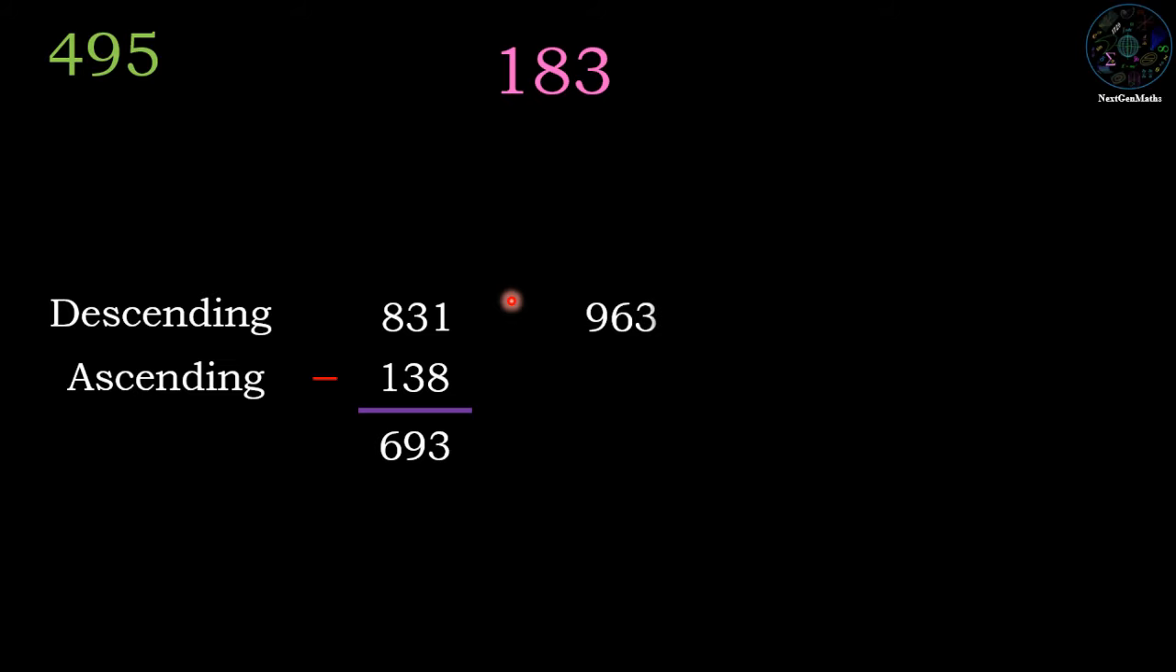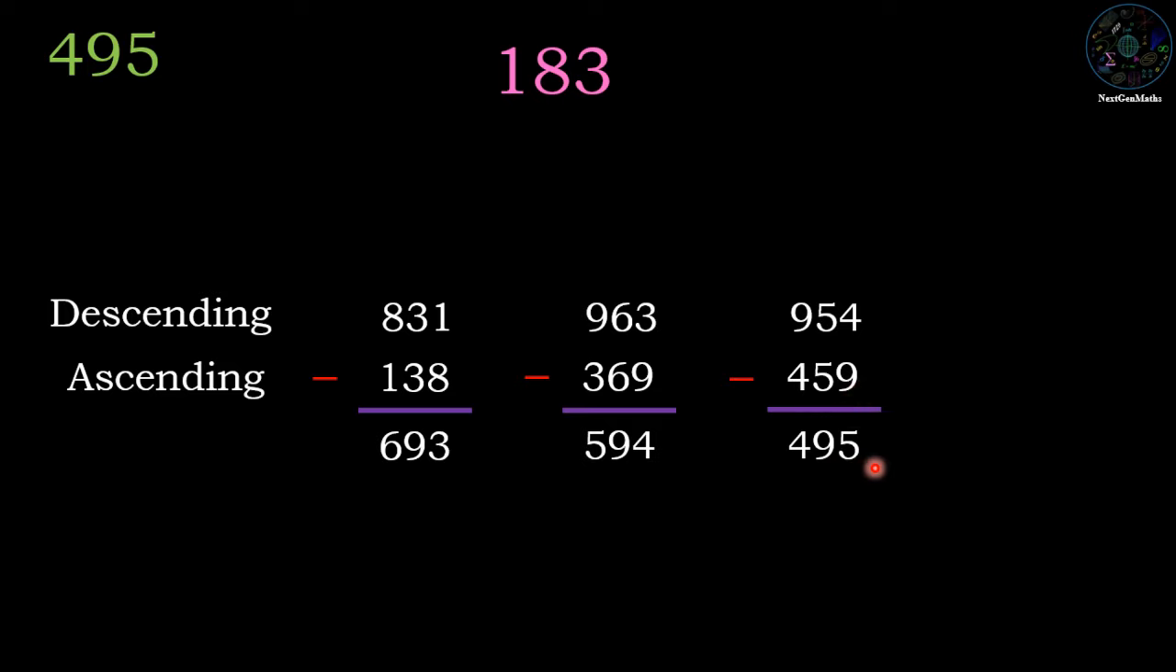Now for 693, arrange its digits into descending order, 963, arrange it into ascending order, 369, take the subtraction, we have 594. Now for 594, arrange into descending order, 954 minus 459, and take the subtraction, 495. Now if we repeat the process, we will have the same number. So this way, this 183 will reach 495.